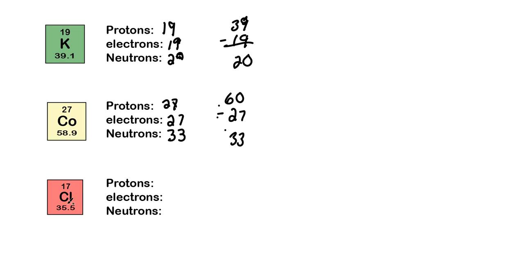So now let's talk about this one. Protons for chlorine, 17, because its atomic number is 17.